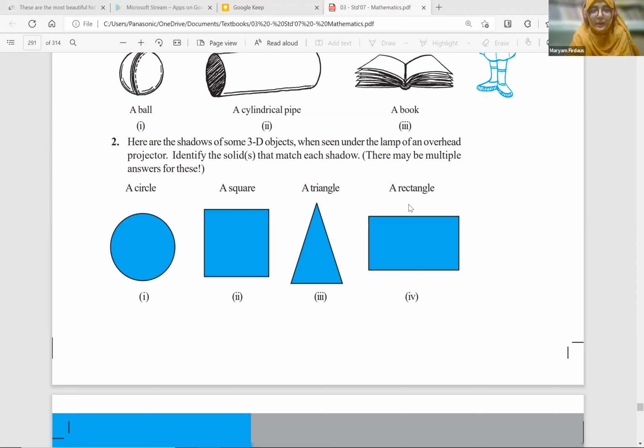I'm not able to write on top of the PDF in this case. We used to have that option earlier, but I don't know where it went.